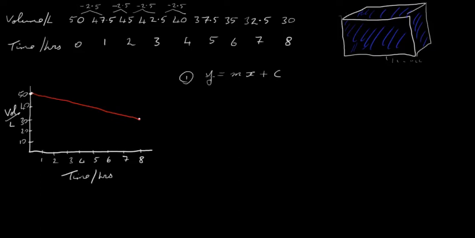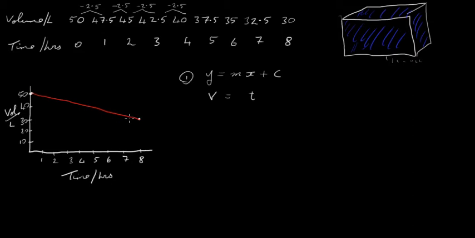So y here is going to be the volume, that's what's on the y-axis, and x here is what's on the x-axis, which is the time in hours. So let's have a look. The only two things we need to put into this formula here would be m and c. So we need to find the slope of this line, and we need to find where the line cuts the y-axis. So y here is our volume, so I'll just put in v for volume. M is the slope, we'll have a look at that in a second. X is going to be our time, I'll put in t for our time, and c is where it cuts the y-axis.